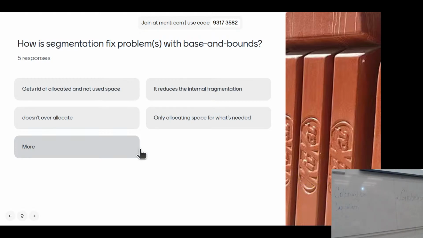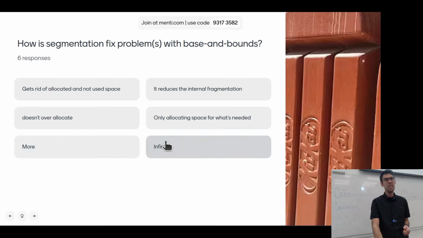We had a fixed number of processes when we had a fixed number of partitions for our physical memory. And now we have infinite within the bounds of how much memory we actually have. So how much memory we're actually able to allocate, we have infinite up to that point. So yes, okay, good.